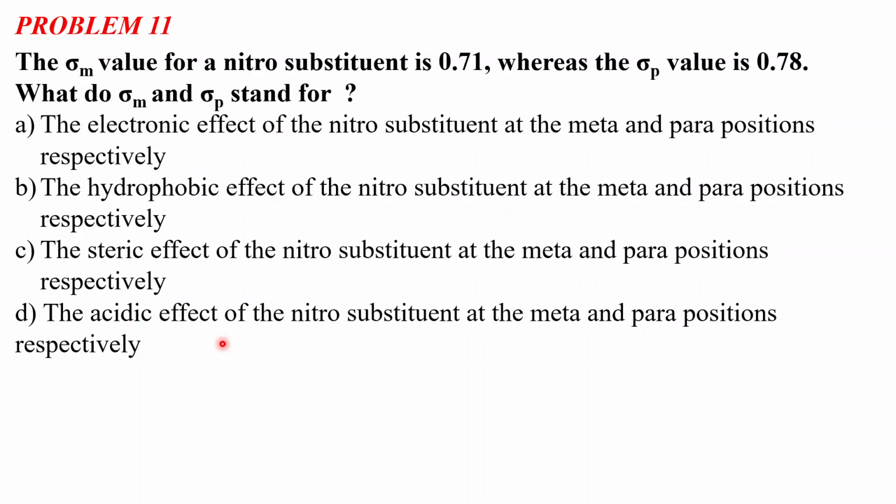What does the sigma m and sigma p values stand for? Number A, the electronic effect of the nitro substituent at the meta and para position respectively. Number B, the hydrophobic effect of the nitro substituent at the meta and para position respectively. Number C, the steric effect of the nitro substituent at the meta and para position respectively. Number D, the acidic effect of the nitro substituent at the meta and para position respectively. What does this sigma m and sigma p value stand for?